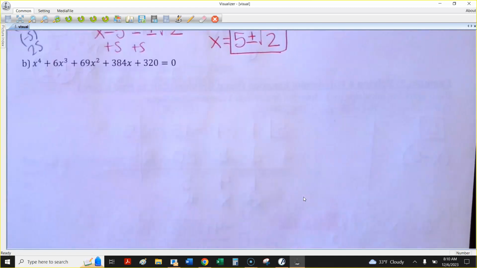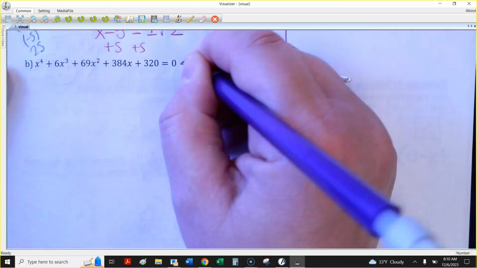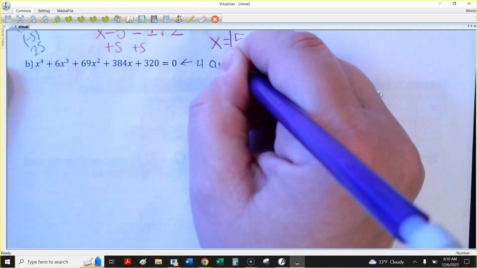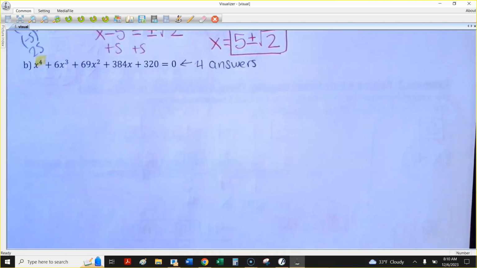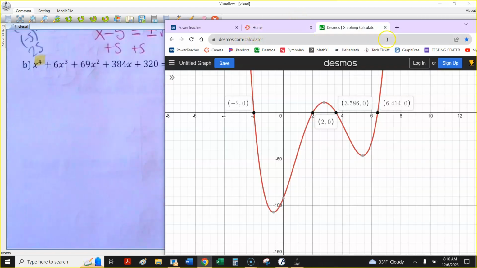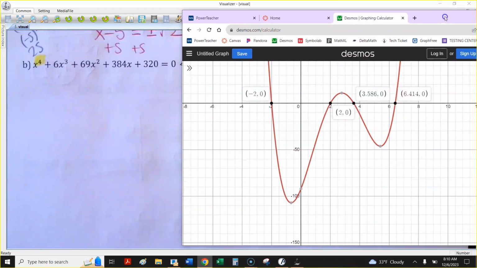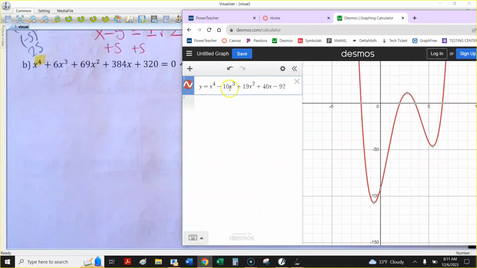Okay, so we just have one more. This one's really long, bless you. This one should also have 4 answers because you've got x to the 4th as your highest power. So this should have 4 answers again. And each one of these questions was just a tiny bit different. So let me go back over here.